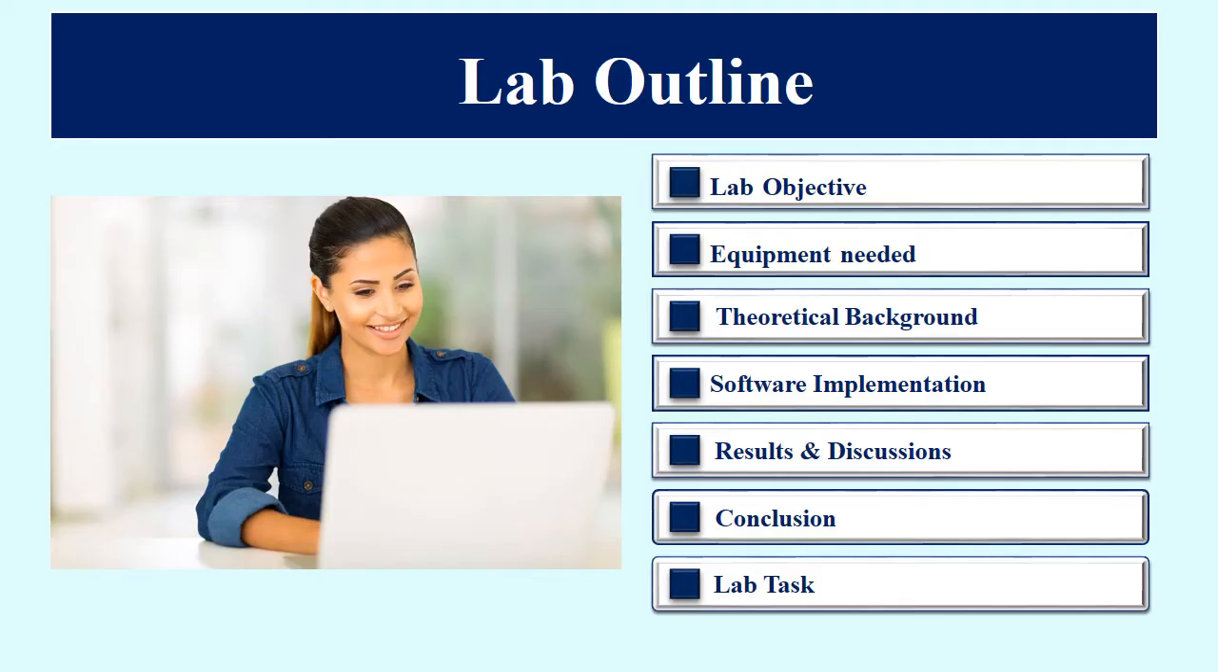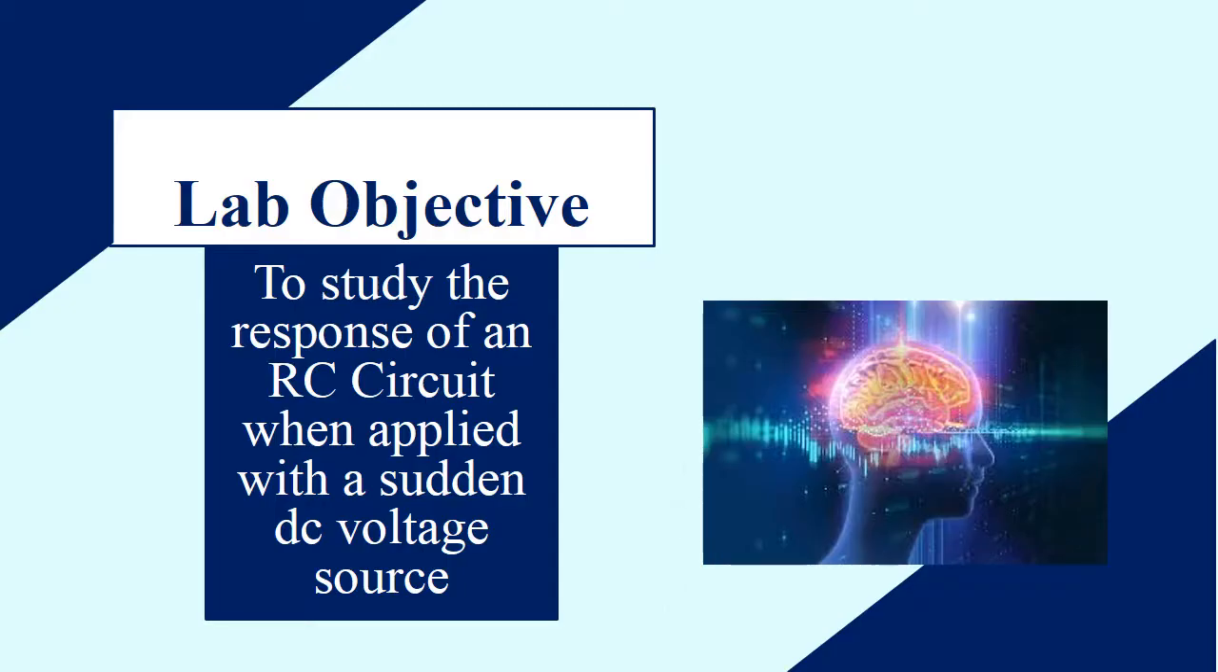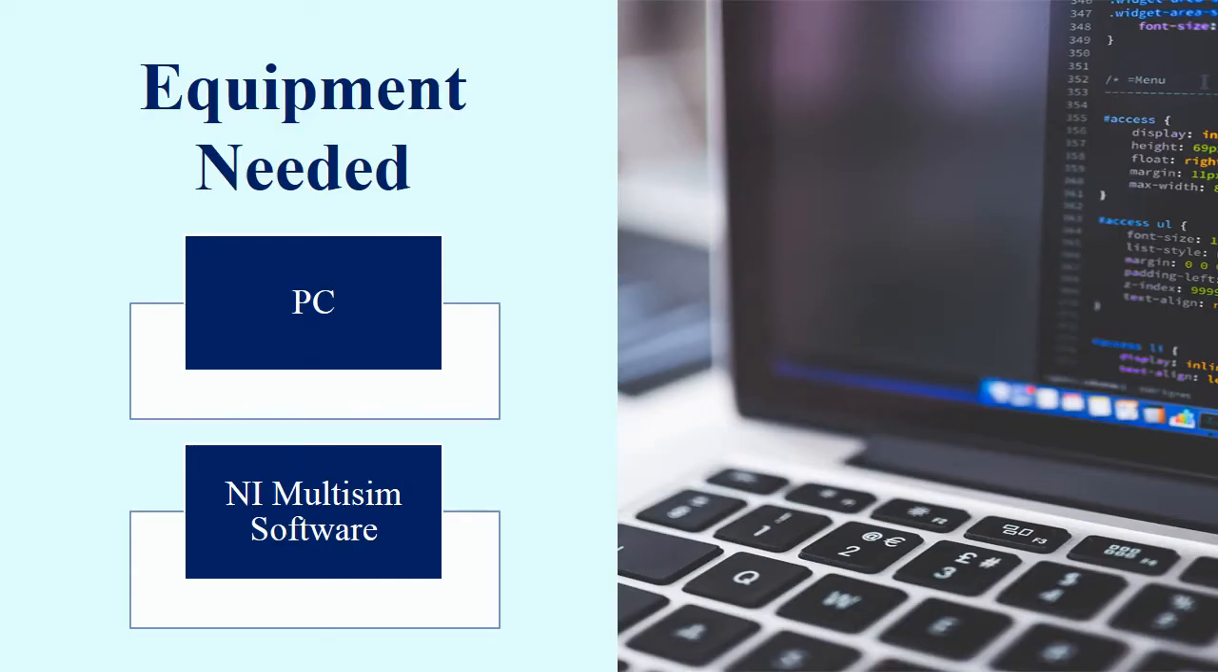Agenda of this experiment includes 7 different sections: lab objective, equipment needed for the experimentation, theoretical background, software implementation, results and discussion part, conclusion and the task assigned. The title of today's experiment is to study the response of an RC circuit when applied with a sudden DC voltage source. The basic equipment needed for the experimentation is NI Multisim software installed on the personal computer.